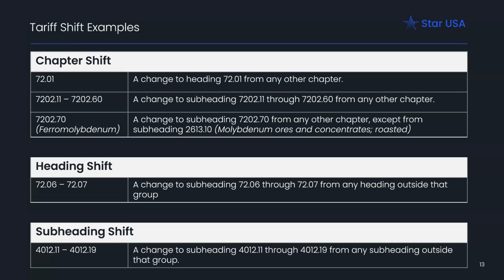And we're going to take a little bit of a look at this next one here, which is 7202.70, which is the tariff classification for ferromolybdenum. The USMCA rule is a change to subheading 7202.70 from any other chapter except from subheading 2613.10. That's the rule in the USMCA. And if you look up the tariff classifications, again, 7202.70 is ferromolybdenum, and 2613.10 is molybdenum ores and concentrates roasted. So they're saying that there is not a substantial enough transformation from those roasted ores and concentrates to become ferromolybdenum to meet that shift. So you can become a 7202.70 from any other chapter unless you're coming specifically from subheading 2613.10.